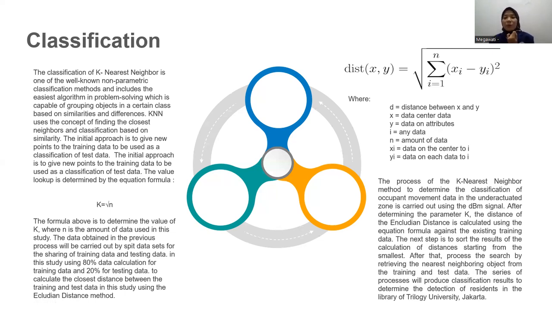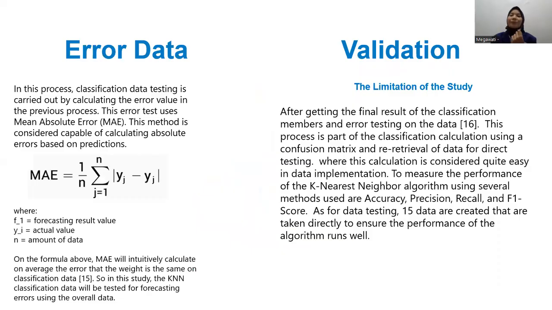The next step to show a result of the collection calculate and distance start from the similars. After that, process the search by receiving the nearest neighbor object from the training and testing data. The series of a process will be prone as calculate result to determine the detection of region in the library Trilogi University Jakarta. Next step is error data.